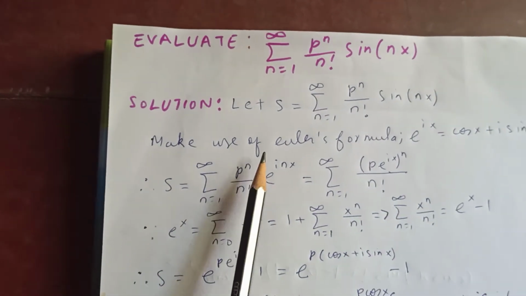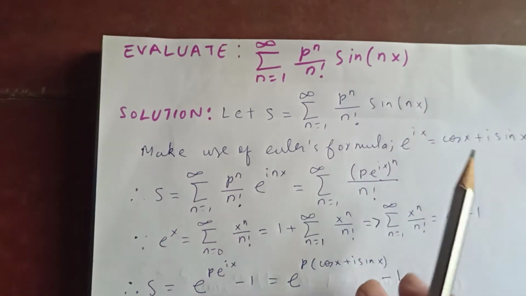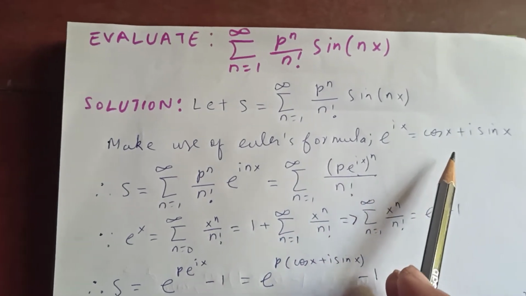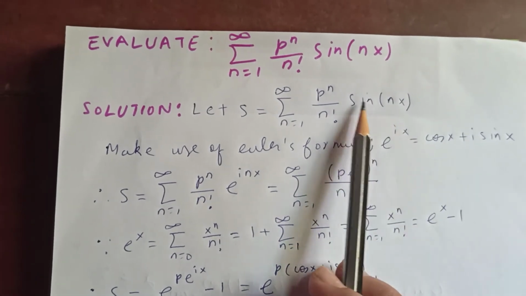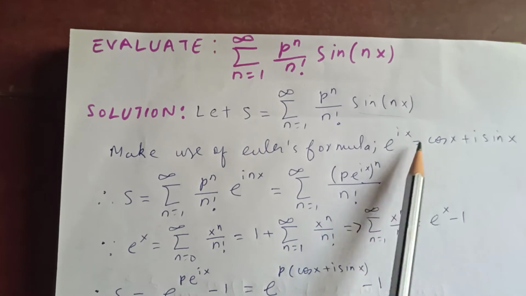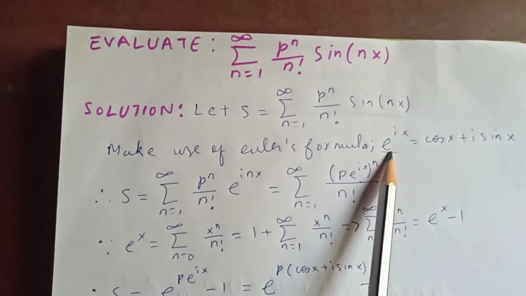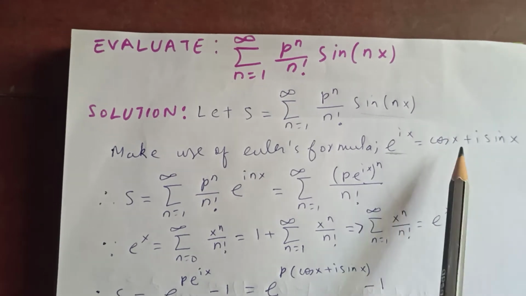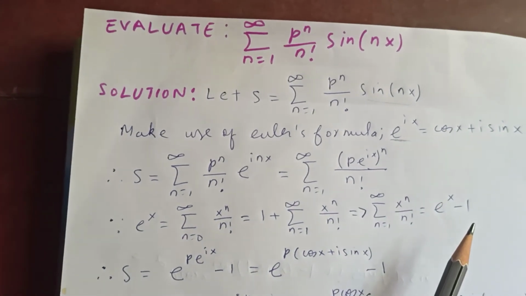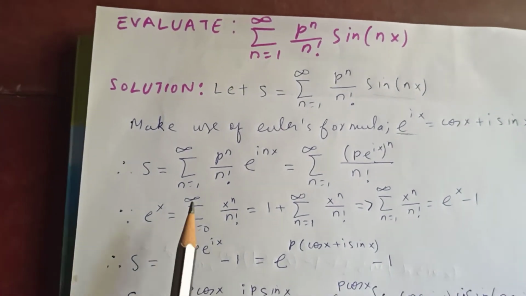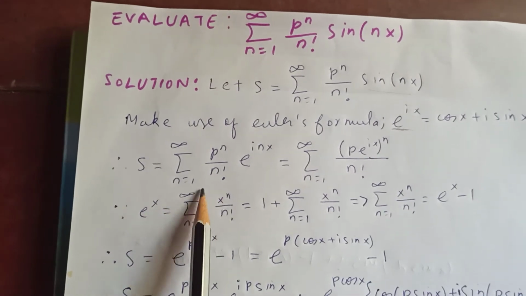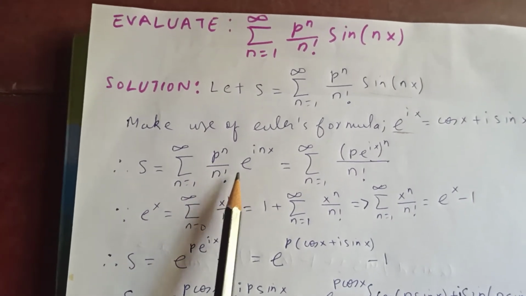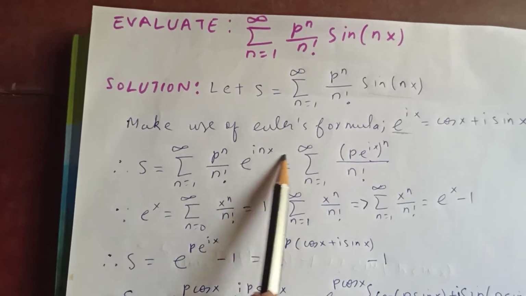Now let's make use of Euler's formula: e to the ix is equal to cos x plus i sin x. In place of sine, I will put e to the ix. When we solve this out, we are going to extract the imaginary part back. That's our trick. Therefore S is equal to the sum from n equal to 1 to infinity p to the n upon n factorial e to the i n x.